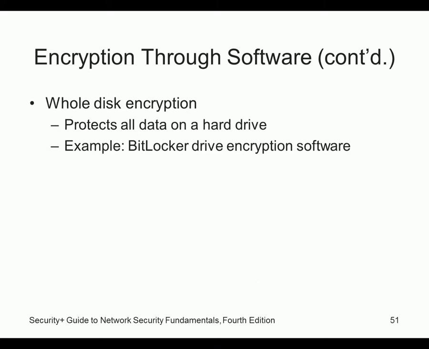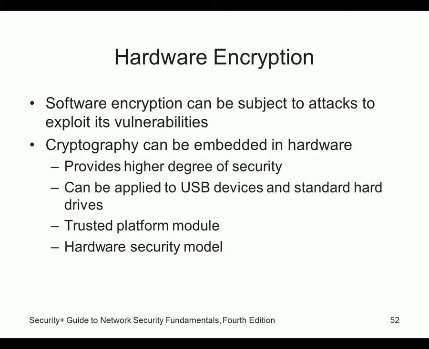BitLocker is what Windows 7 uses. It's very good. Okay. Hardware encryption is always faster. Software encryption, software could break, could have flaws. Hardware could as well, but it's not as vulnerable. Okay. Cryptography embedded in hardware. There was a key, I forget, a USB key they used.